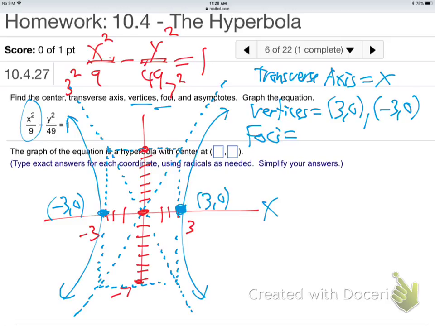Next come the foci. How do we find the two focus points? Focus equation, Pythagorean. A squared plus b squared, we use the plus. Right here, let me rewrite it for this one.